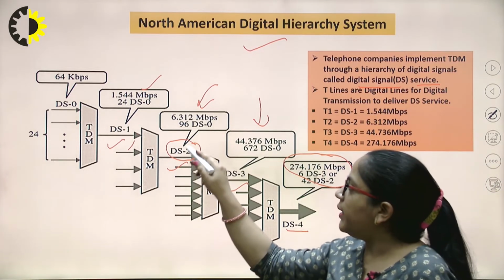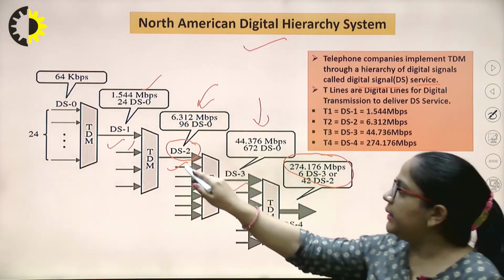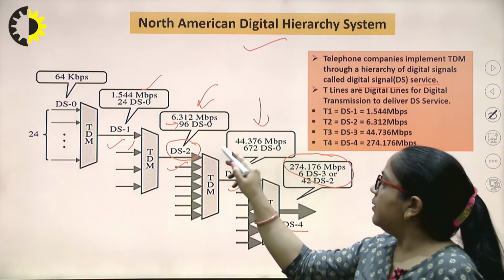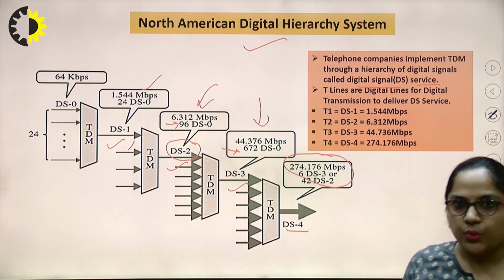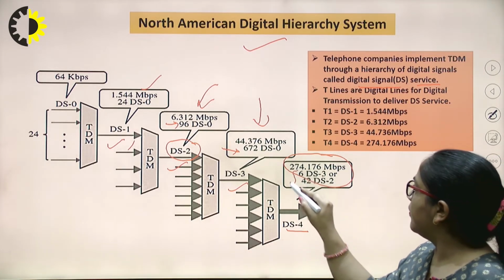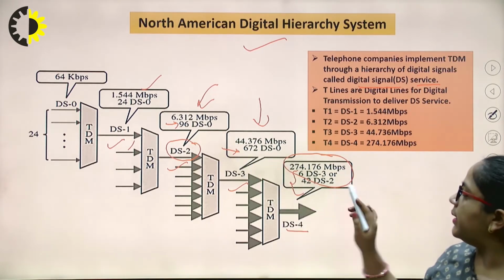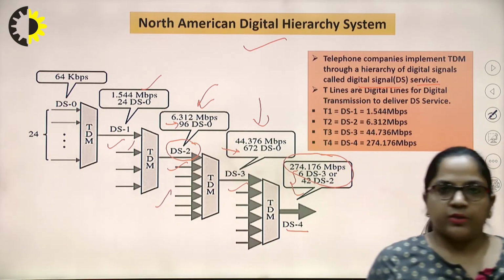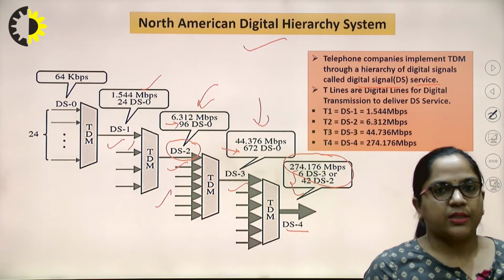In a similar manner, we can calculate the maximum speed for the T2, T3 and T4 lines. In T2 we are using 96 digital signals, in T3 we are using a total of 672 digital signals, and in T4 we are using 6 times the digital signal 3, that is 42 digital signal DS2 services. In this way we can calculate the maximum speed we get from each transmission line.